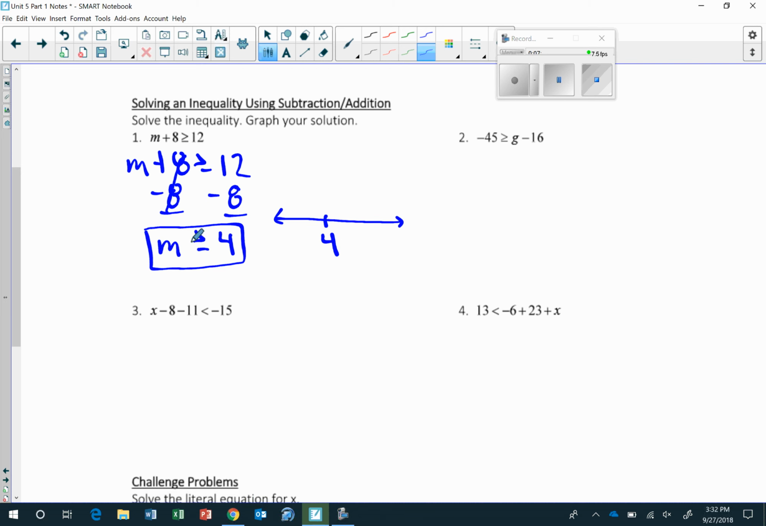We're saying that m is greater than or equal to 4. So the equal to part tells me to fill it in. The greater than part says I'm going to go to the right.